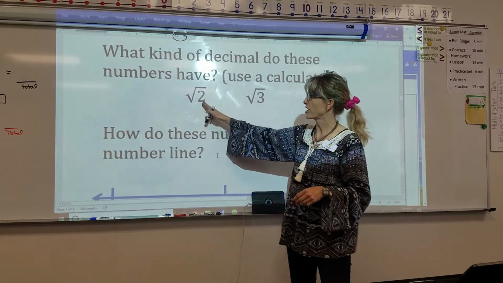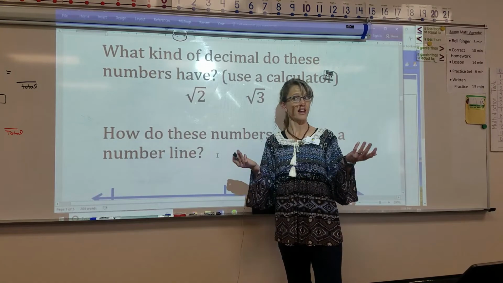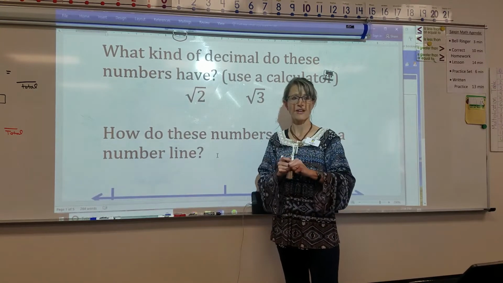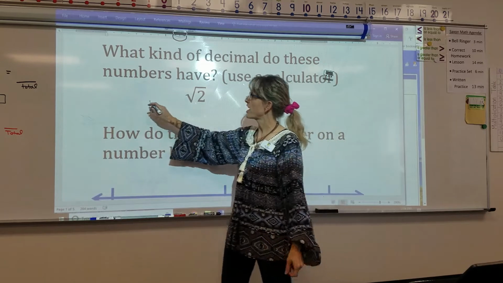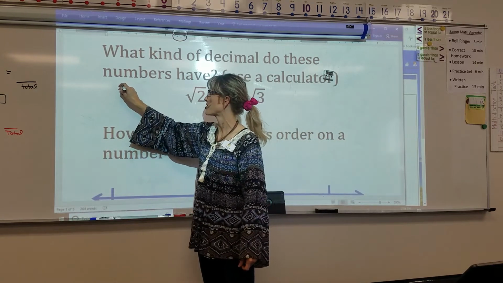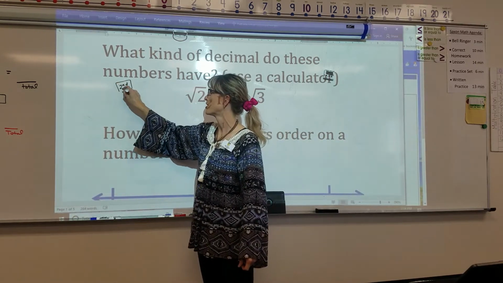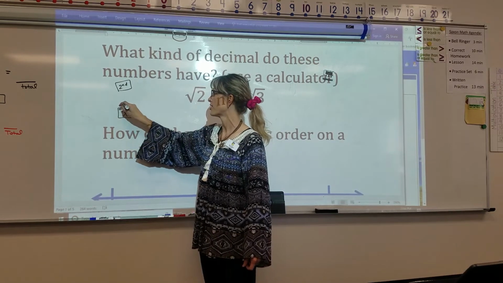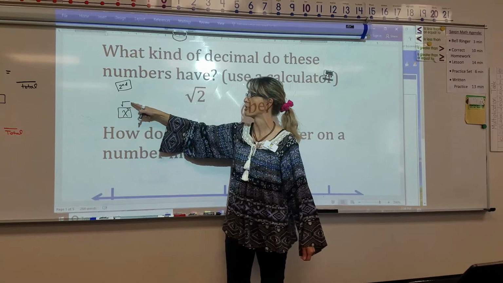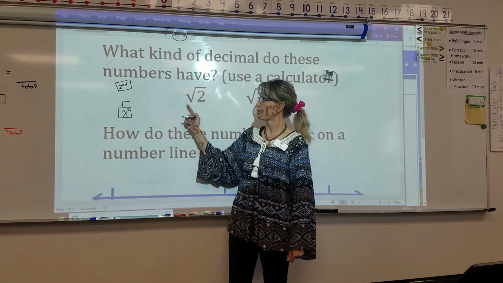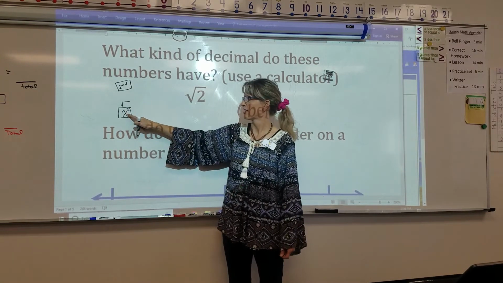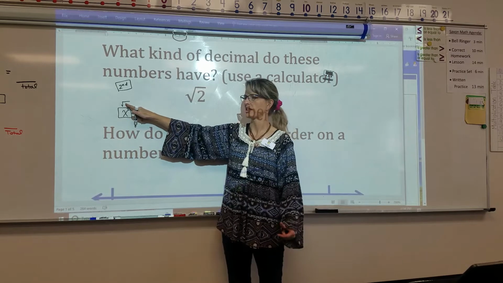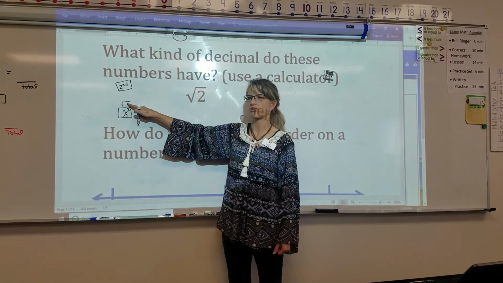So let's try our calculators. I'm going to teach you how to type in the square root of 2 and figure out what kind of decimal that number has. On your calculator, you've got a second function button on the top left, it's blue. You're going to need that, and then this button, because above it there is a square root, also in blue. So to access square root, you first hit second, then the x squared button. It's on the left side, about in the middle. And that'll access the root button.